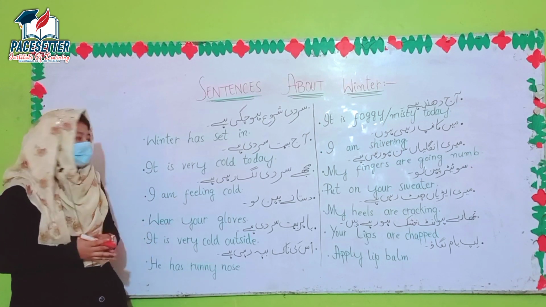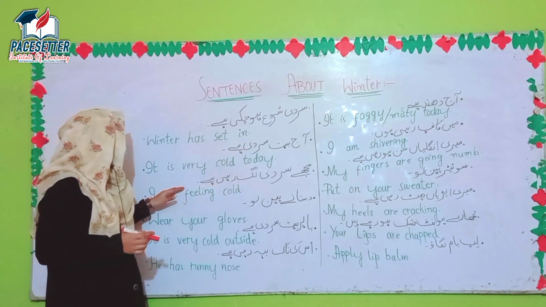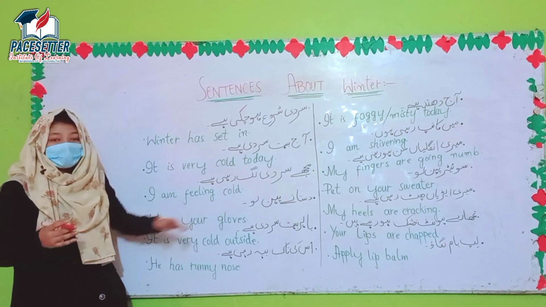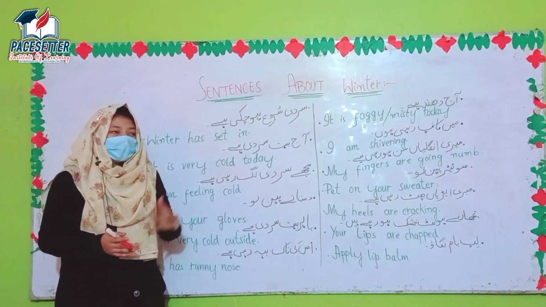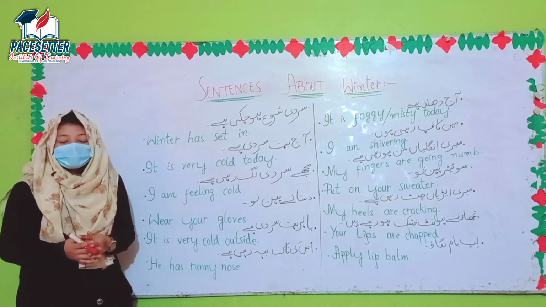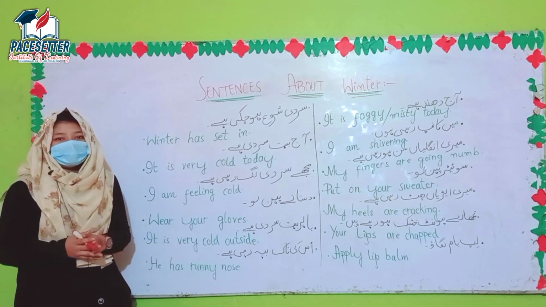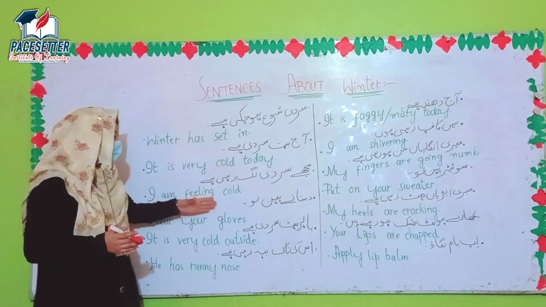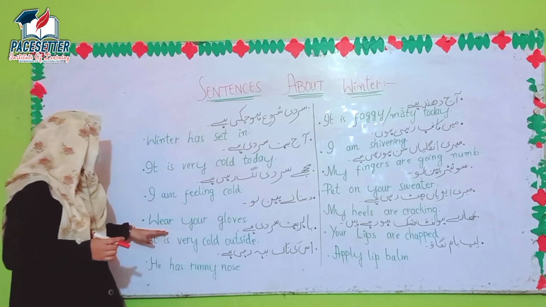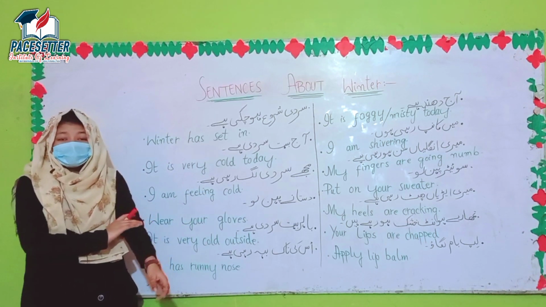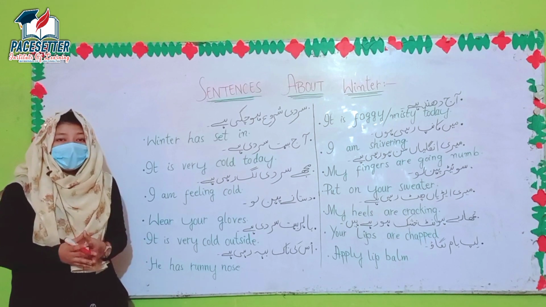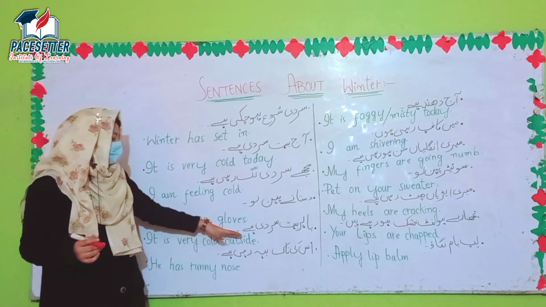"Aaj bahut zyada sardi hai. Mujhe sardi lag rahi hai." I'm feeling cold. For example, you are going somewhere outside and you're saying to your mother that it's very cold. It's very cold today. I'm feeling cold. "Dastane pehen lo." Wear your gloves, "kyunki sardi bahut zyada hai." You are feeling cold. That's why wear your gloves.